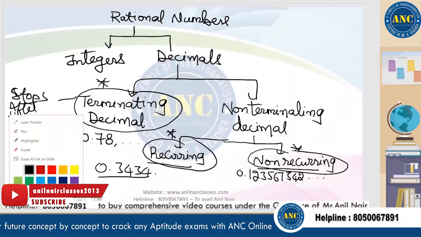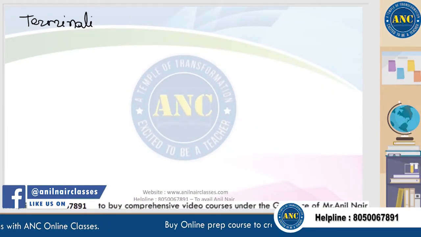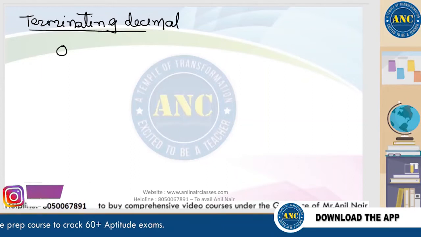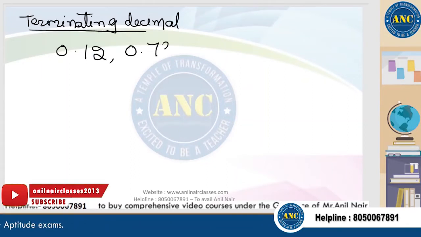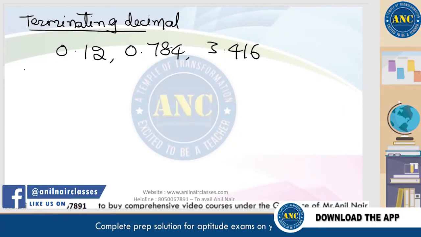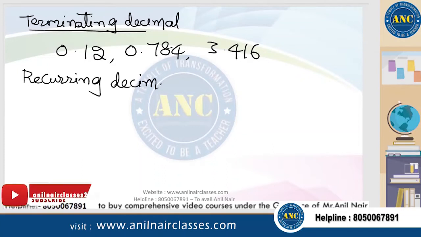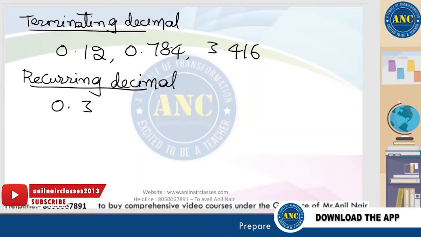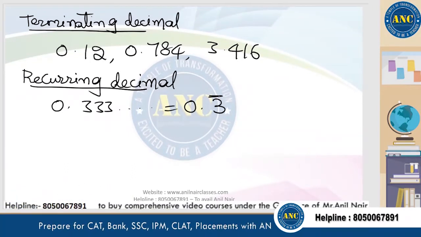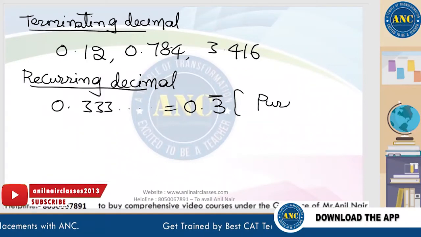Again I will discuss the last slide. Terminating decimal. After this we will get into problem solving. Terminating, which terminates: 0.12, 0.784, 3.416. These are all terminating. Recurring decimals. Digits will be repeated. 0.33333. 3 is getting repeated, which is called 0.3 bar. This is nothing but a pure recurring decimal.